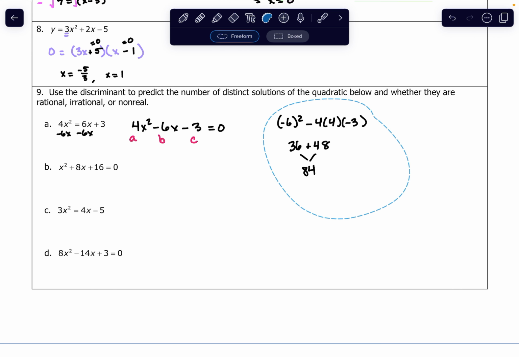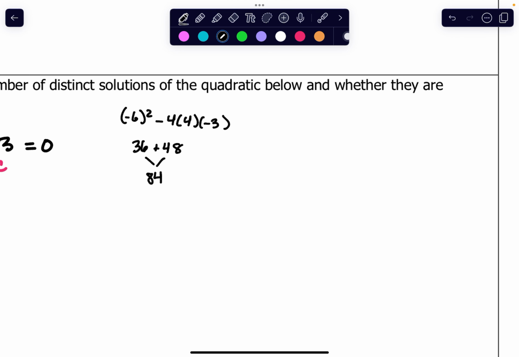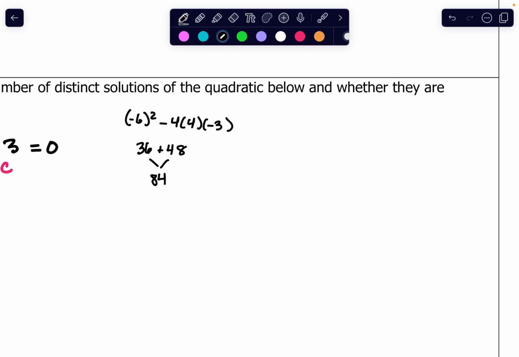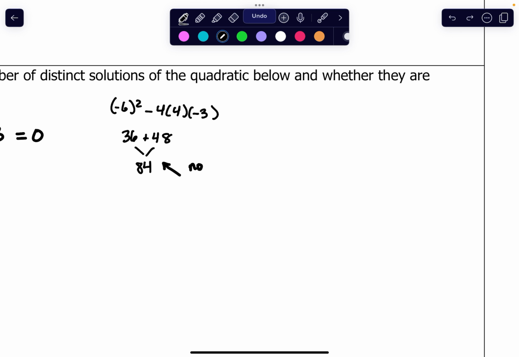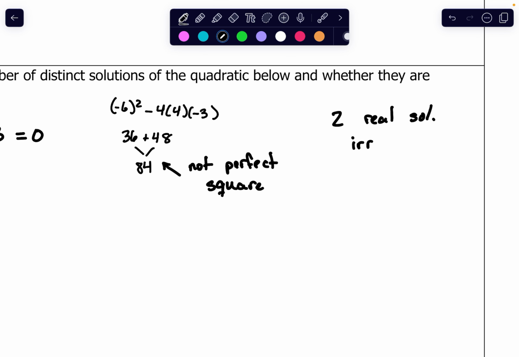One other thing I would specify is, can you take the square root of 84 and get a clean integer? Is it a perfect square? No. So since this is not a perfect square, that not only means that I have two real solutions, but I also know that those two real solutions are irrational. Because thinking about the discriminant in the context of the quadratic formula, that square root is not going away. It's going to be an irrational decimal. Let's move on.